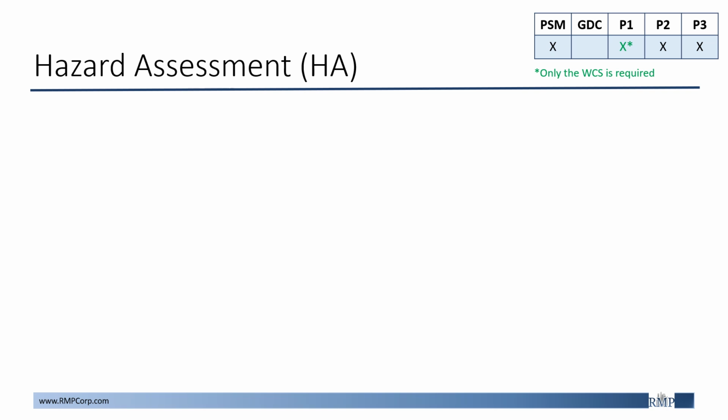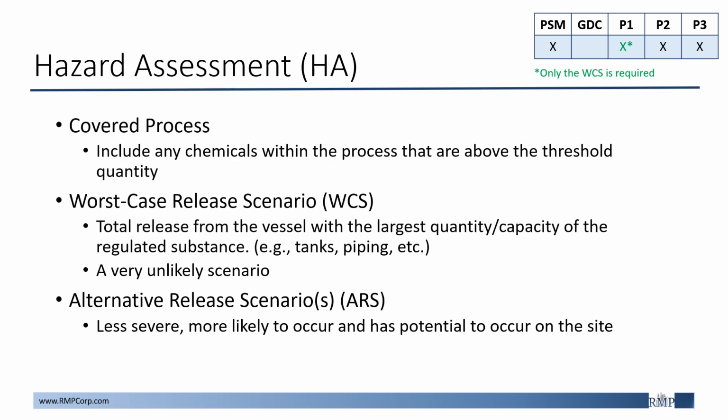First off, we have the hazard assessment, which looks at the potential for a regulated chemical to travel offsite from a release and affect various receptors and populations. Some receptors include residential areas, recreational areas, schools, etc. A hazard assessment shows the covered process, which includes any chemicals within that process that are above the threshold quantity. It also shows the worst-case release scenario, which is usually modeled using the total release from a vessel with the largest quantity or capacity of the regulated substance. These could be tanks, piping, and many others.